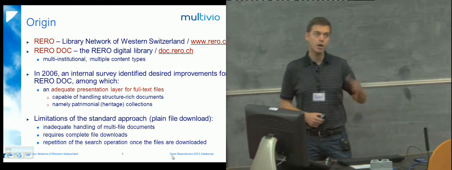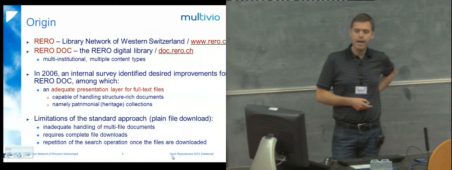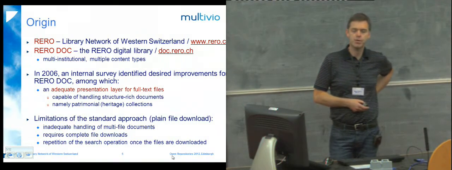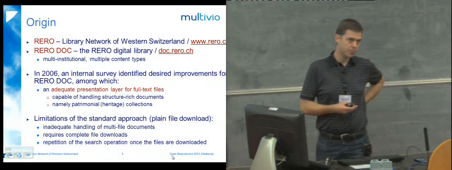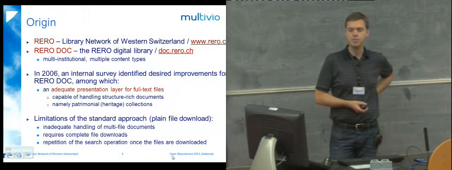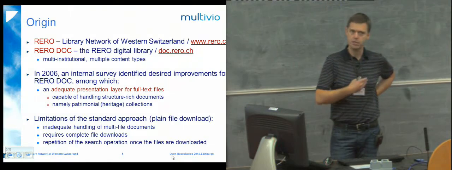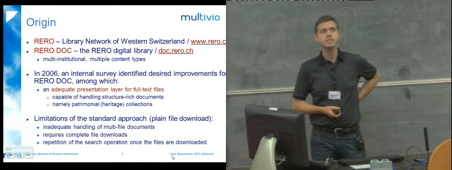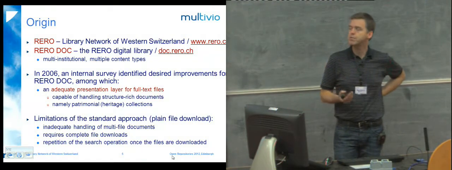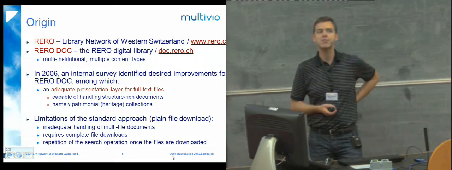So what's RERO? As you saw, it's the Library Network of Western Switzerland. That's where I work. And we have a digital library called RERODOC. It's a multi-institutional digital library because we have several libraries in our network. And we have different content types. We have both academic scientific content and also heritage and general documentation. And in 2006, we found out that we needed to improve the presentation layer for full text files.